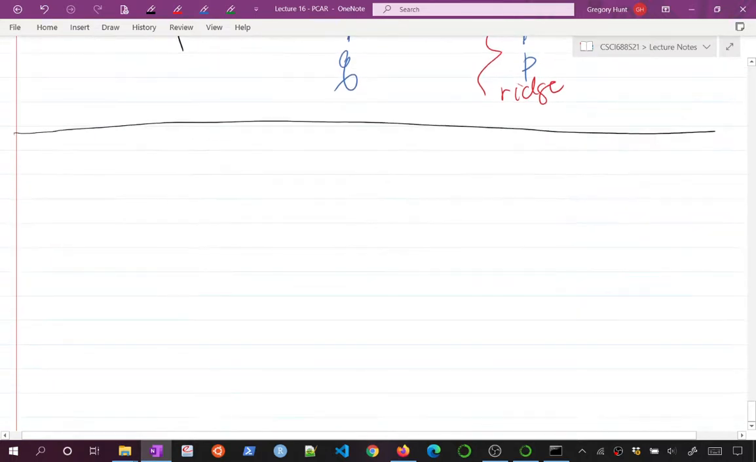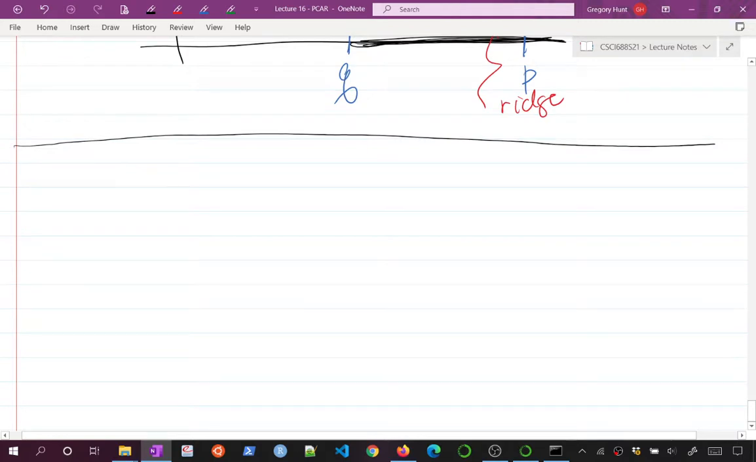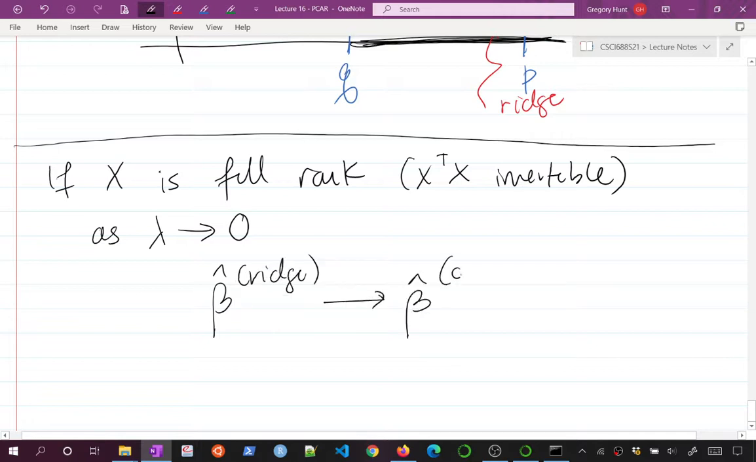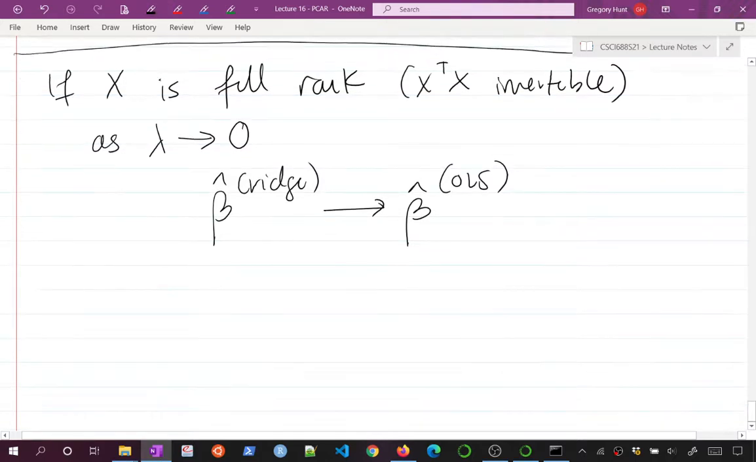The last thing I'll say in the last minute or so here is that if my X is full rank, that is, X transpose X is invertible, which is a case we care about. Ridge or PCA regression are really nice if we have a non-full rank X: either we have more covariates than observations, so X transpose X isn't invertible, or we have highly or perfectly correlated covariates. In the case where we don't have that, as lambda goes to 0 for ridge regression, beta hat ridge is going to go to our OLS estimator. If you set lambda equal to 0, it wouldn't penalize at all. You just get the normal regression estimator.